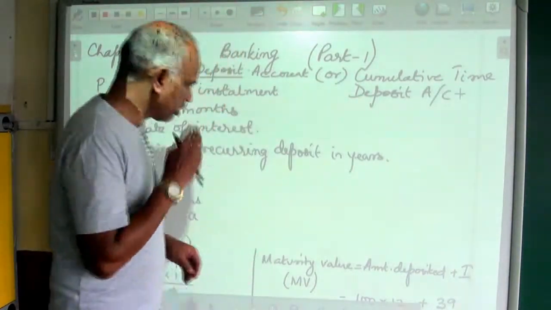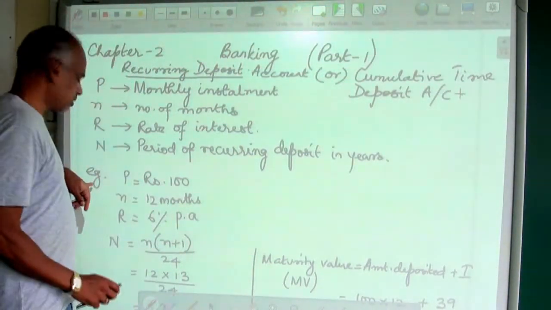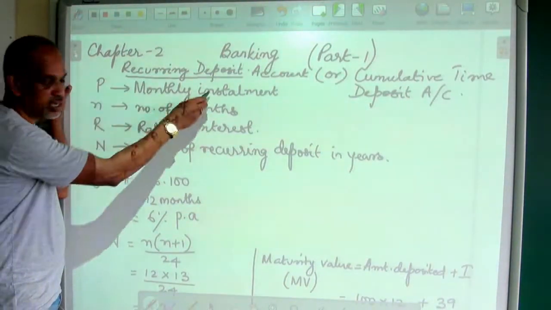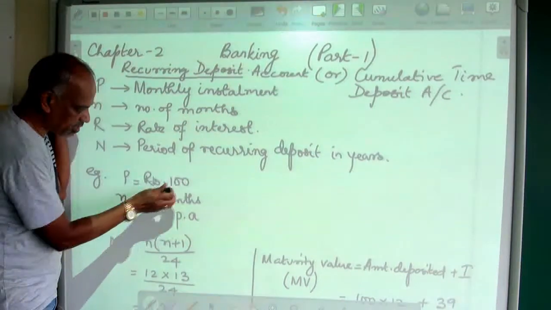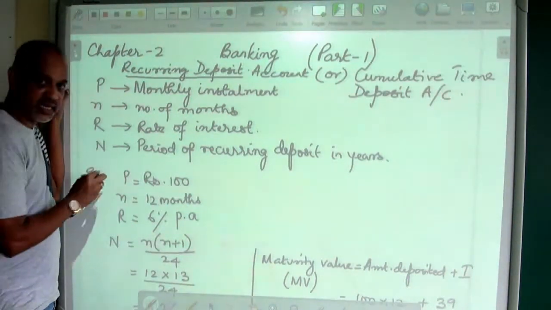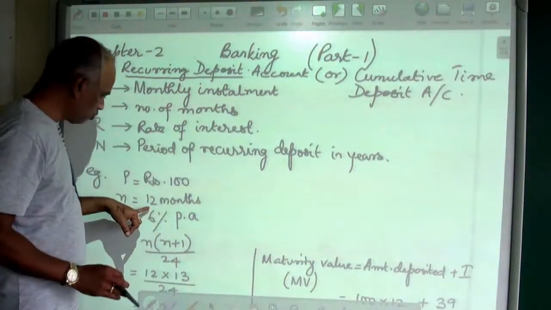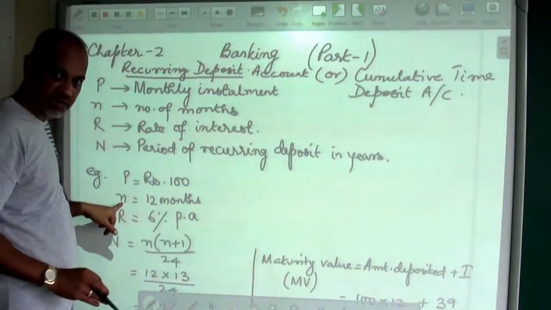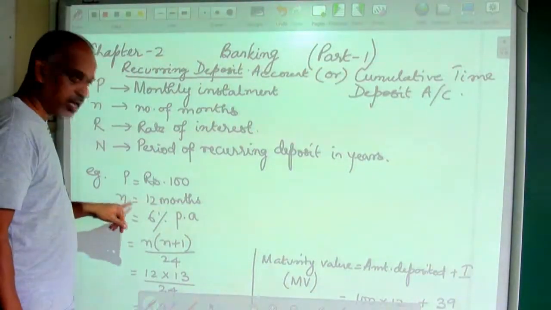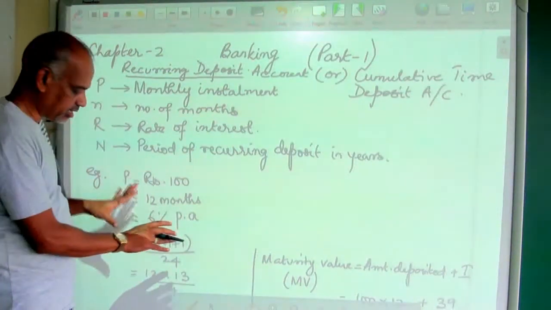Therefore, we follow this calculation. Now, this is just an example which I have given. The principal, or the monthly installment that you are going to make, is rupees 100. 100 rupees every month you are going to deposit. And the time period for which you are going to deposit is 1 year, but you will not use the time here in years; small n, you will use in months. So small n, 1 year means 12 months. This is just an example.